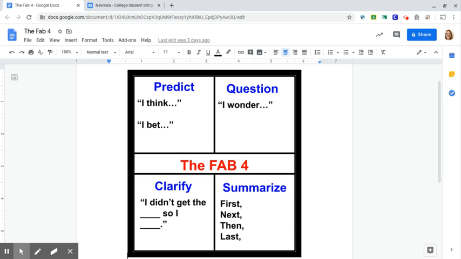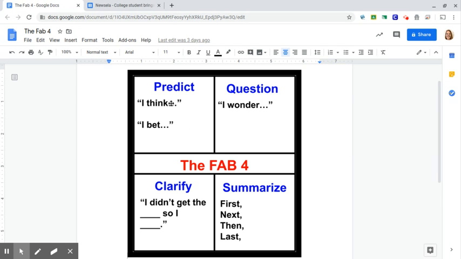Hi, everybody. Today we're going to use the Fab Four to read and analyze a story. When we read a story, it's really important that we stop and think as we're reading. So here are four boxes that help keep me organized while I am reading. It is called the Fab Four.